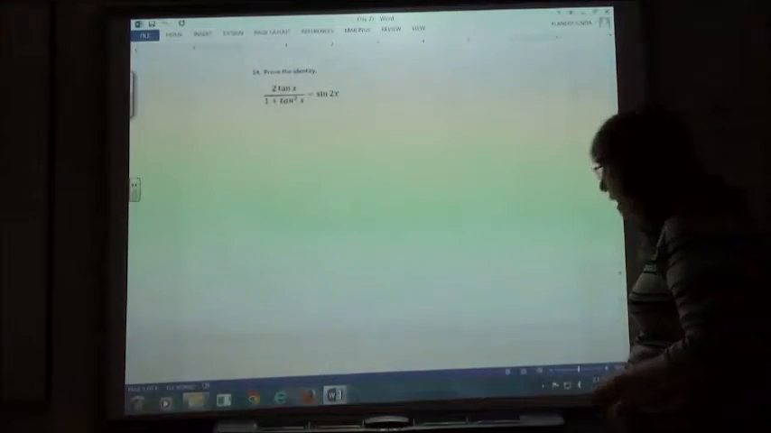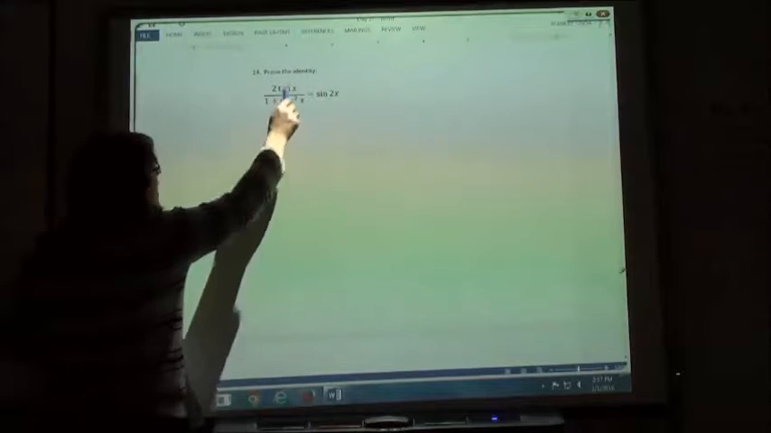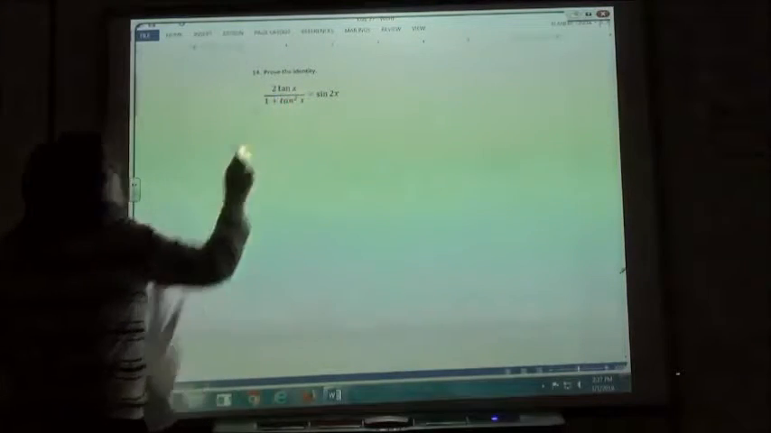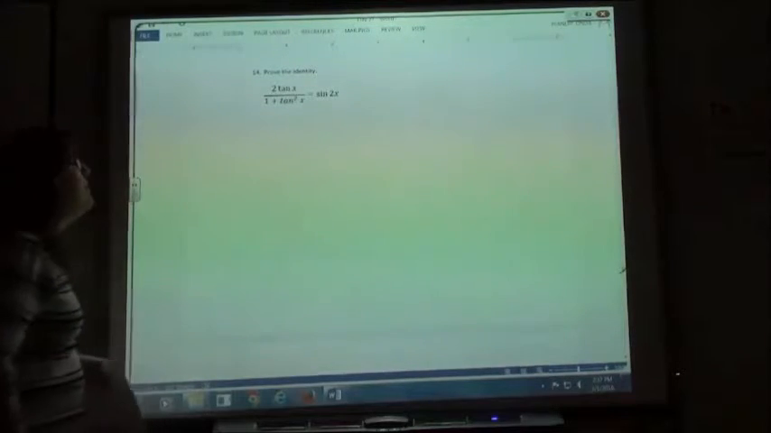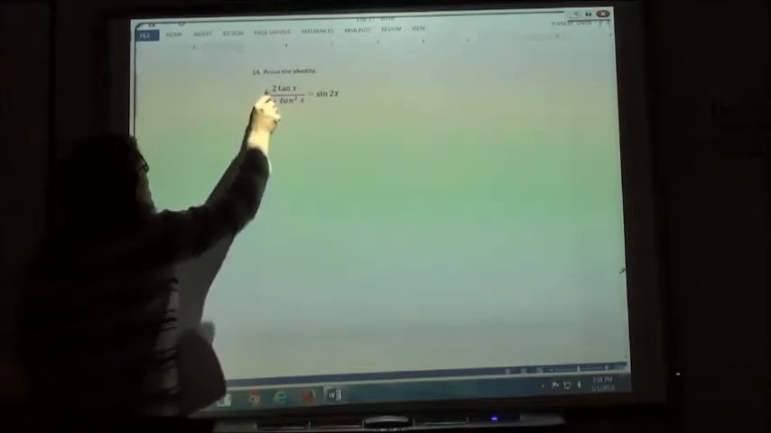The next one, we have 2 tangent of x over 1 plus tangent squared of x. And again, we're trying to get the sine of 2x, which we know is 2 sine of x cosine of x. And so again, I'm just going to substitute in up here for my tangent of x. Down here, I have the tangent squared of x, so I can probably use one of my Pythagorean identities. 1 plus tangent squared of x is secant squared of x.